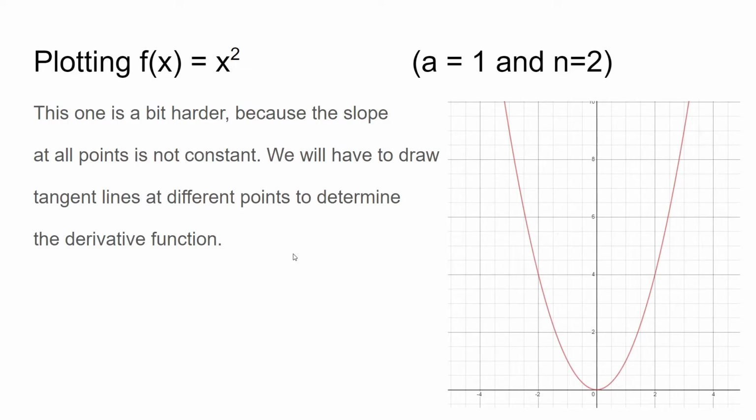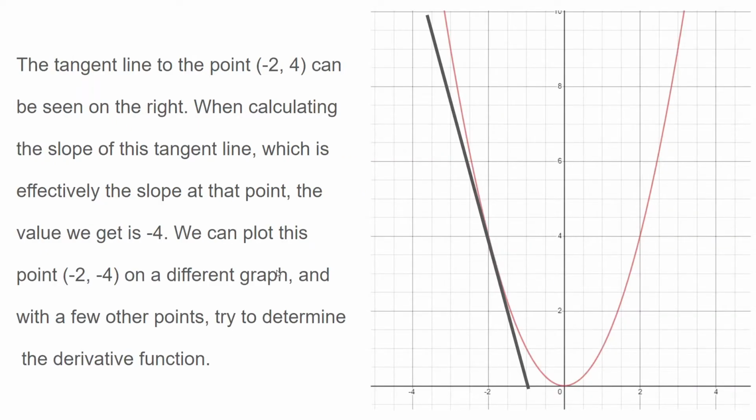So when a equals 1 and n equals 2, we'll be plotting f of x equals x squared. This one is a bit harder because the slope at every point is not constant. So we'll have to draw tangent lines at different points to determine the derivative function. So in this graph on the right, I drew the tangent line to the point -2, 4, and when calculating the slope of this tangent line, which is basically the slope at that point, the value that I got was -4. So we can plot this point, which is -2, -4, on a different graph, and with a few other points try to determine the derivative function.